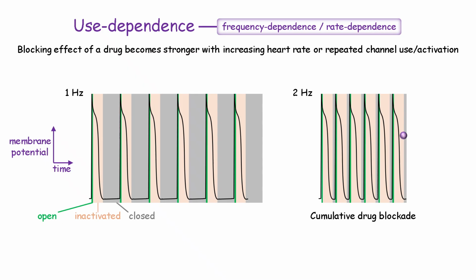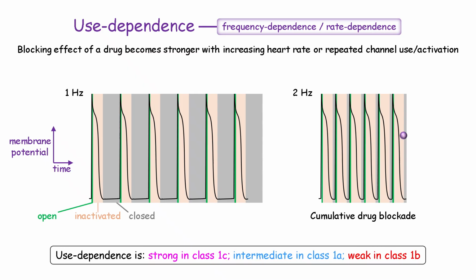The extent of use dependence depends on the drug's binding kinetics. Class 1C drugs, which bind and unbind slowly, show strong use dependence. Class 1A drugs have intermediate kinetics and use dependence. Class 1B drugs, which bind and unbind quickly, show weak use dependence.